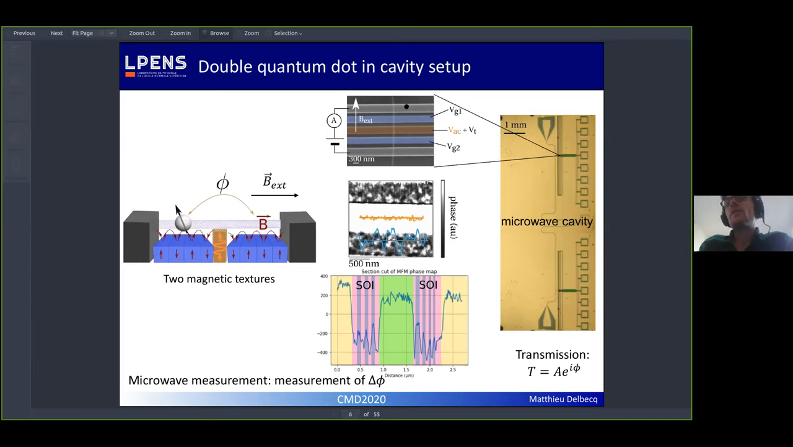In gray here, we have the normal contact electrodes. In blue, these are two magnetic texture gates in cobalt platinum. And in brown here is the tunnel gate in between the two dots, which is actually coupled to a microwave resonator. I will come back to this shortly.